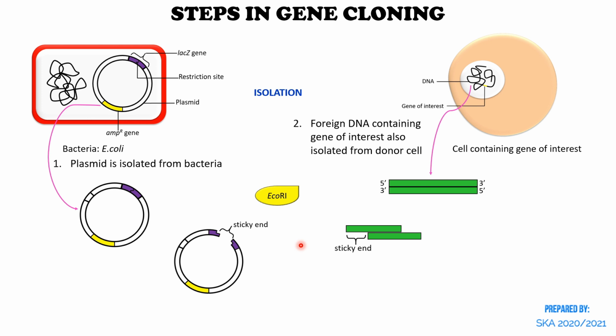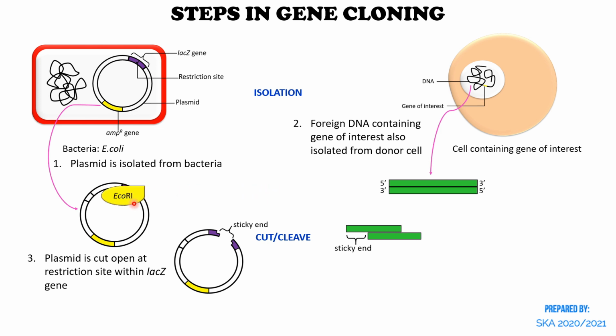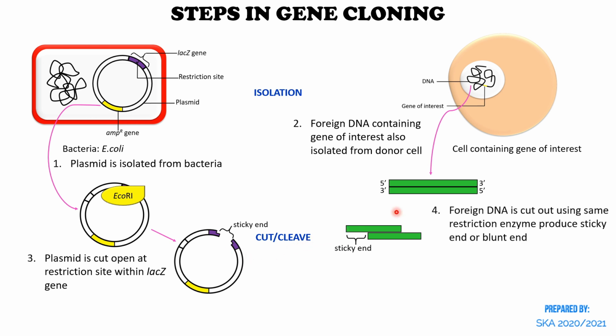The second step in gene cloning is cut or cleave. Plasmid is cut open at the restriction site within the lacZ gene. For example, we use the enzyme EcoRI and it will produce the open plasmid. The foreign DNA is also cut using the same restriction enzyme, which is EcoRI.